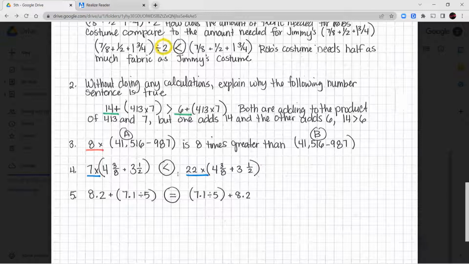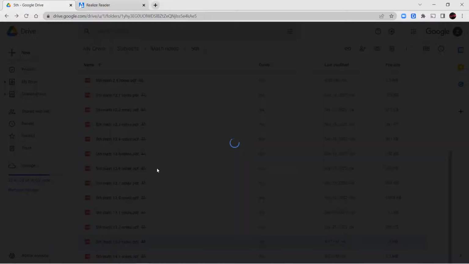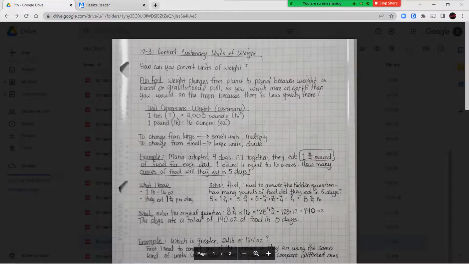For number 4, 7 times the sum of 4 3/8 and 3 1/2 compared to 22 times the sum of 4 3/8 and 3 1/2. Now the only difference here is what we're multiplying on the outside. One is 7 multiplied by that sum. The other one is 22 multiplied by that sum. And we know that 22 is greater than 7.